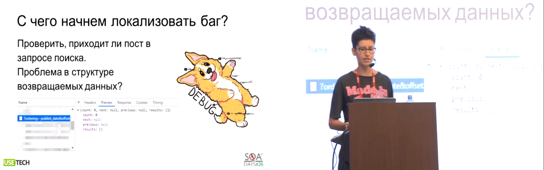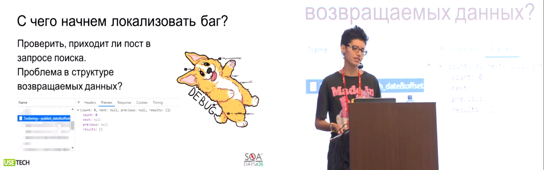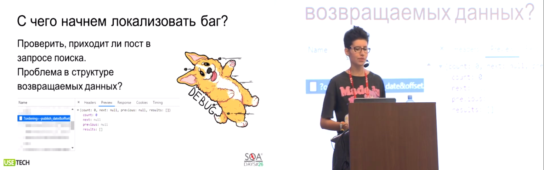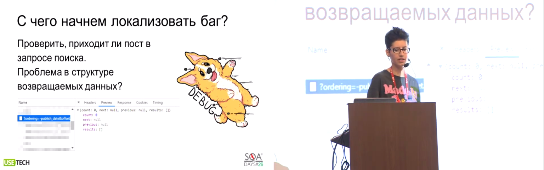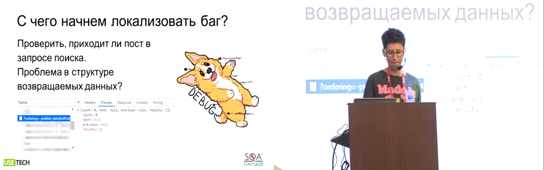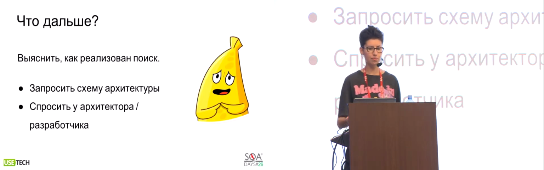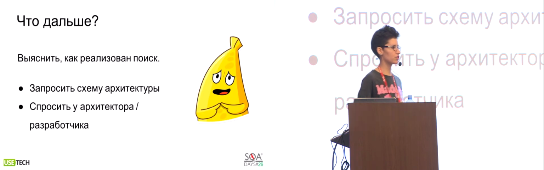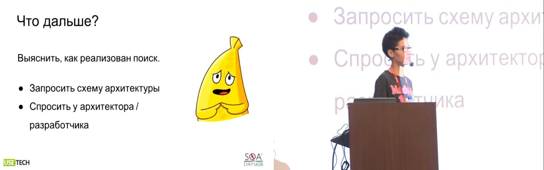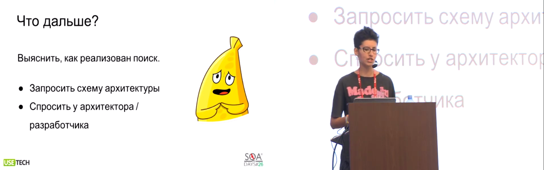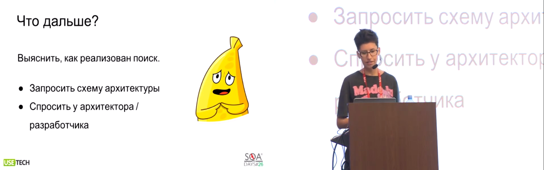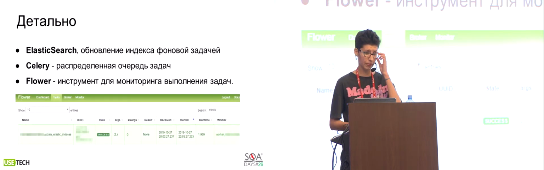So first we go into the development tools to see if our post was in the reply. Perhaps it's there, but the front end doesn't display it. Maybe there is a data structure inconsistency, but my post was not in the search results. To address that, you need to ask the architect, or study the architectural scheme yourself if your system is small and you can do it.